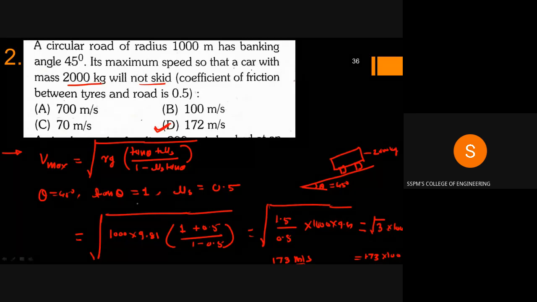Okay. So the basic formula that you should know is the maximum velocity for a vehicle moving on the banked circular road.